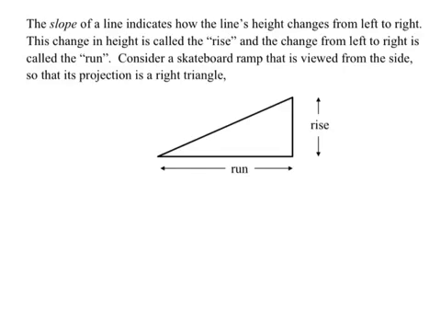The slope of a line really indicates how its height changes from left to right. So we can see here's the initial height, and as we move from left to right, the height is increasing. We call this change in height the rise, and we call the change from left to right the run. So we can consider a skateboard ramp that's viewed from the side, so the projection looks like a right triangle here. So we have the right angle right here, and this rises as it goes from left to right.